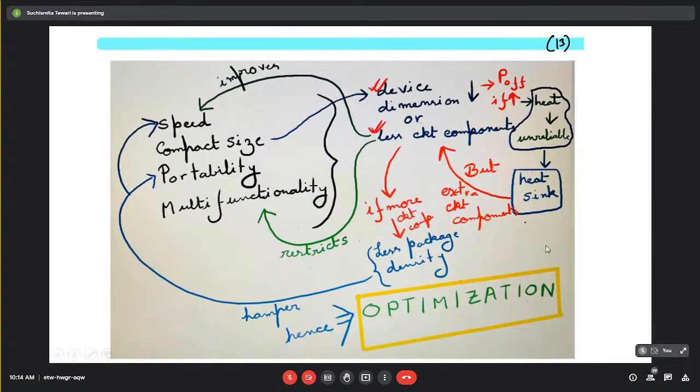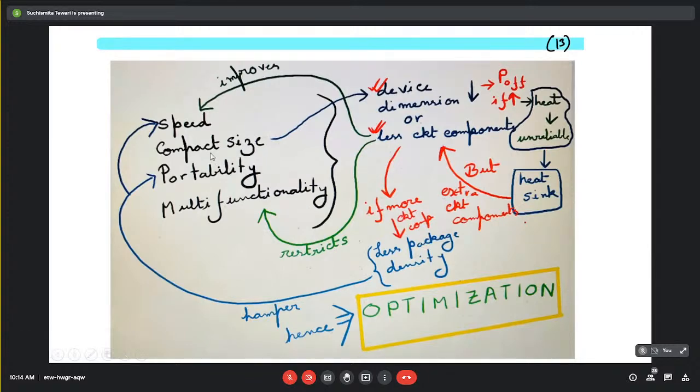Now let us come down to this slide. As I was also mentioning before, what are the parameters or factors, not from an engineer's point of view, but from a consumer's point of view, that we need from a system. Obviously, we need speed, compact size, it should be very portable, and definitely multifunctionality.